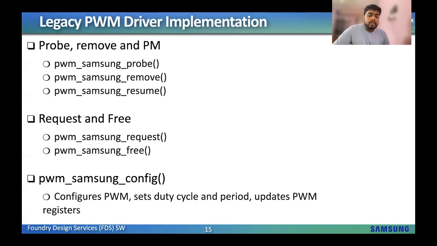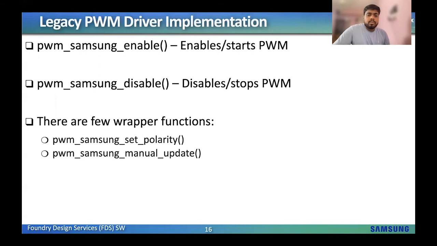Then one of the most important APIs is pwm_samsung_config. This helps us to configure the PWM. It sets the PWM duty cycle and the period. And this also updates the PWM SFR as per our need in the configuration. Then there are a few other APIs like pwm_samsung_enable, which enables or starts the PWM signal. There is pwm_samsung_disable, which disables or stops the PWM signal.